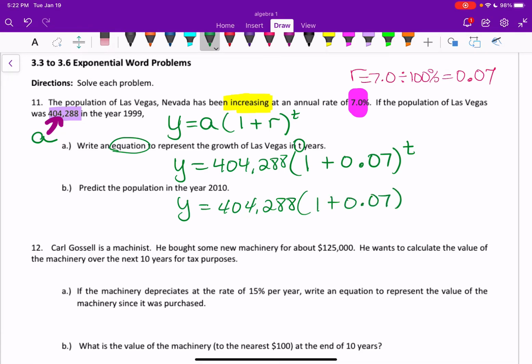We got to look back in the problem and see, where did this start? It started in 1999 and went to 2010. That's 11. So we need to raise this to the 11th power. So I get my calculator, not the y equals. We're not looking for a graph, so stay in your home screen. And I'm going to go 404,288, parenthesis, 1 plus 0.07, close parenthesis, caret key 11, and then I hit enter.